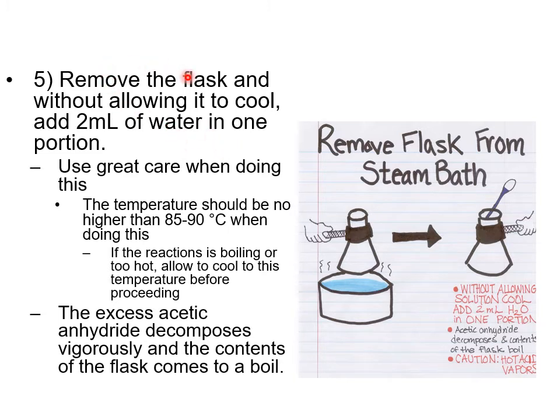Then you remove the flask, and without allowing it to cool, add 2 milliliters of water in one portion. Of course, as I said, be very careful here. The temperature shouldn't be too high. You should make sure that it is at 85 to 90 degrees. If the reaction is boiling, allow it to cool to this temperature, right? So the excess acetic anhydride will decompose vigorously, and the contents of the flask will come to a boil, right, as soon as you add the water.